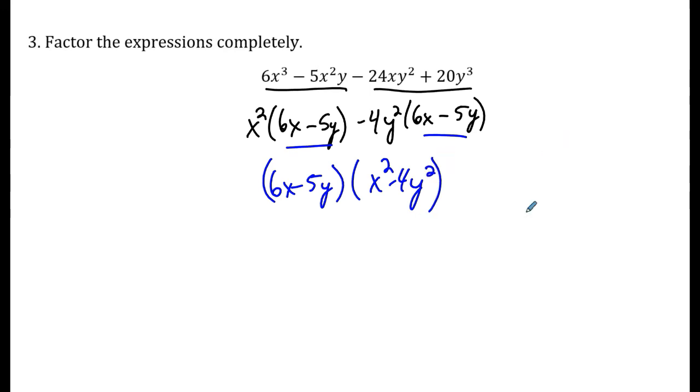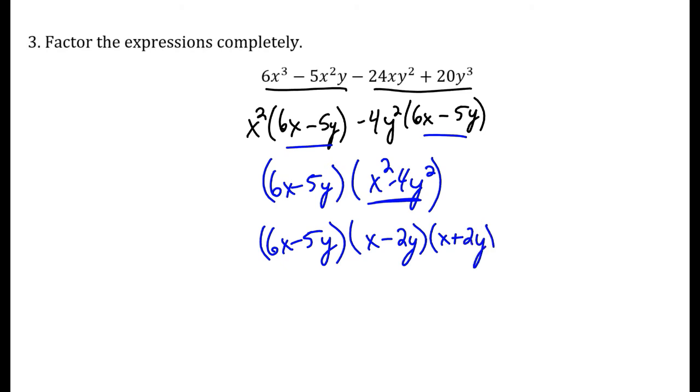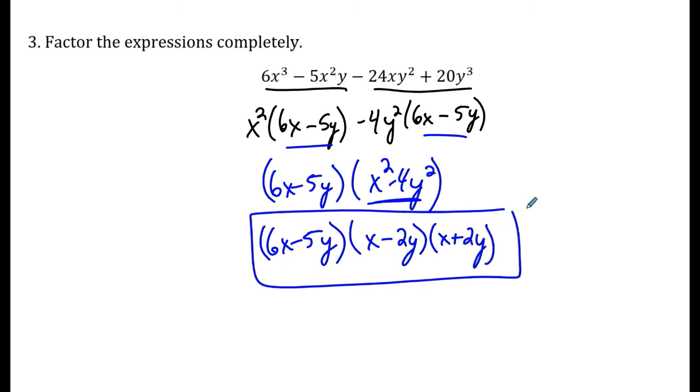But warning, warning, warning. This is the difference of perfect squares. So we get x minus 2y, x plus 2y. That's how we factor that expression completely.